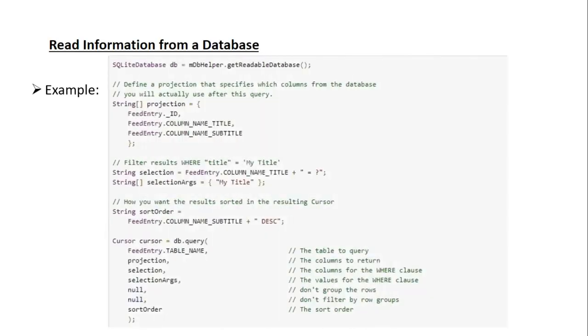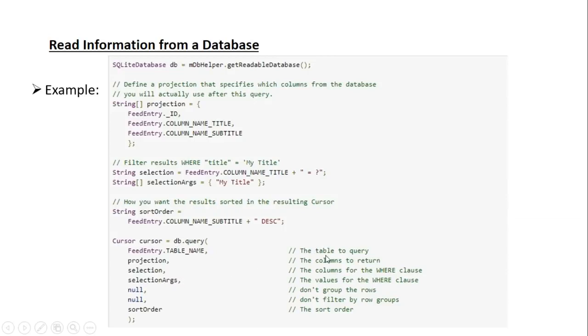So here is the simple example. First here we get a handler to the SQLite database. So here are the needed columns. The columns are specified in the form of a string array that is called projection. And here is the selection, that means the condition. And here are the selection arguments. If there is a sort order, you have to specify the sort order in the form of a string. And finally, we can call the query method with needed parameters.